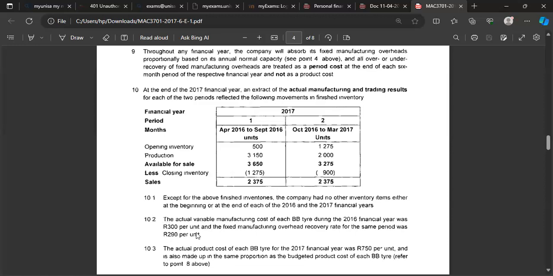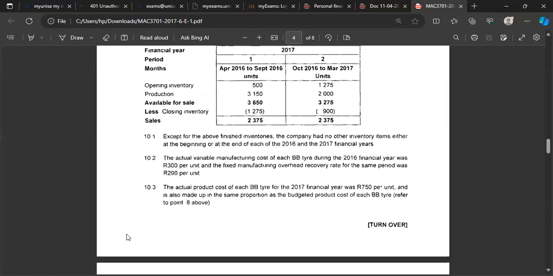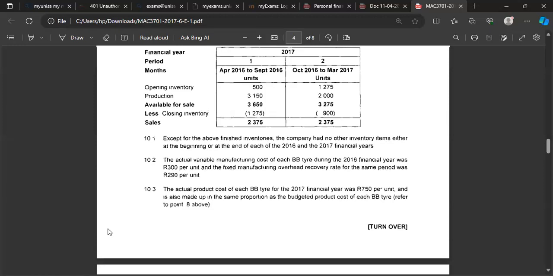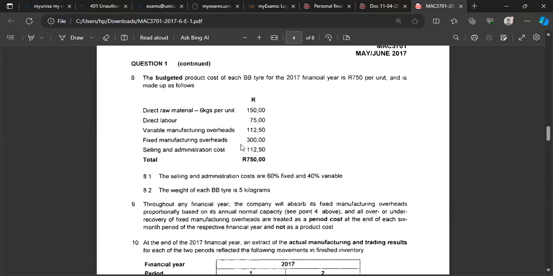On 10.2, the actual variable manufacturing cost for BP. Okay, now we don't need that for 2016. Let's go to 10.3. The actual product cost of each BP in the 2017 financial year was 750 per unit, and is also made up of the same proportion as the budgeted product cost of each BP. So they are saying we should refer to number 8. Okay, this is what we have there.